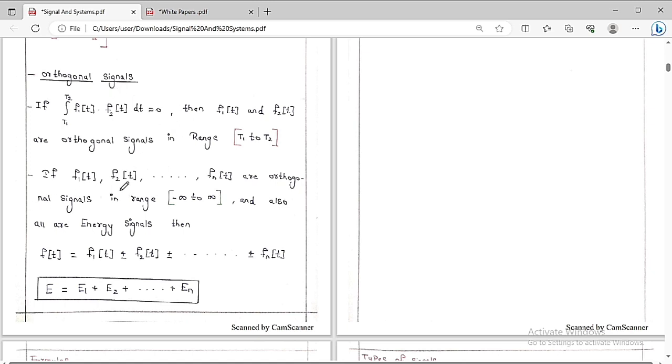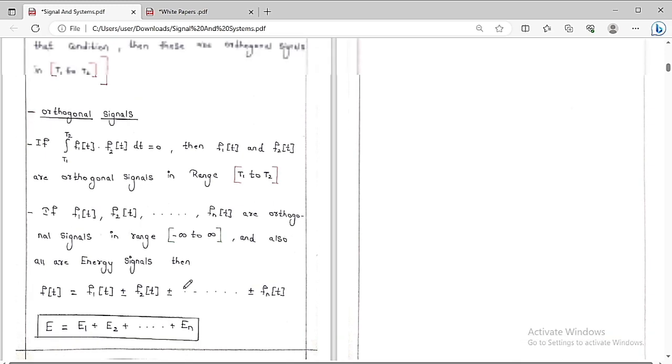Here, if f1 of t, f2 of t, up to fn of t are orthogonal signals in the range from minus infinity to plus infinity, and also all are energy signals, then all the signals are energy signals and all are orthogonal signals. Then I take summation as well as subtraction of these different signals and get a signal f of t. Then the overall energy present in the signal f of t is nothing but the summation of the energy present in each and every signal, which is E1 plus E2 up to En. So this point you always have to keep in mind.